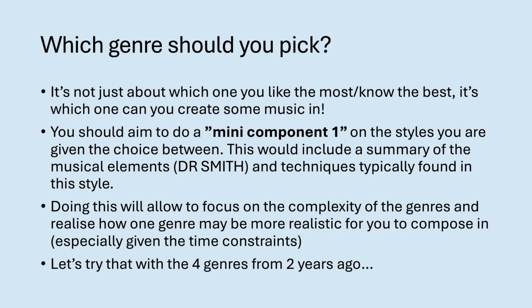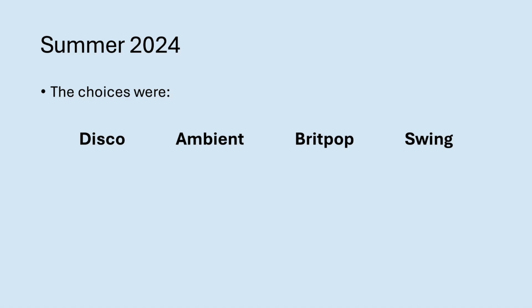And we're going to try that now with the 4 genres that were from the summer 2024 component 3 exam. So in 2024, the choices were disco, ambient, Britpop, and swing. Now, this was really convenient because in this exam year with this year 11 group, we had already talked about disco and swing. We hadn't done Britpop. My class have done Britpop for component 1, but this class had not. And we had never done ambient, and I've never taught ambient since.